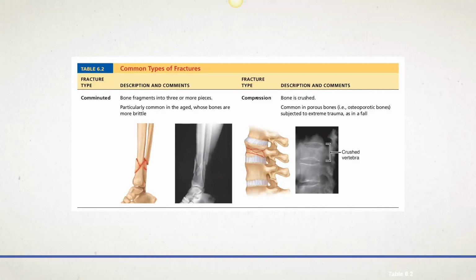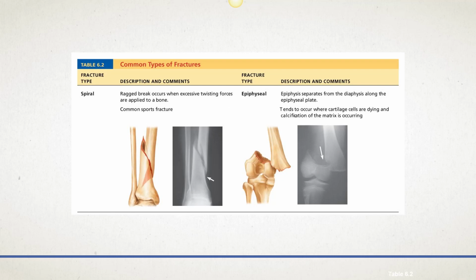And then there are some common types of fractures. A comminuted fracture is when the bone fragments into 3 or more pieces. A compression fracture is when a bone is crushed. A spiral fracture is when a bone is broken in a spiral shape, and that usually occurs when there are excessive twisting forces. An epiphyseal fracture is a break along the epiphyseal line. If it happens along the epiphyseal plate, or growth plate, while the bone is still growing, it may affect the bone growth.